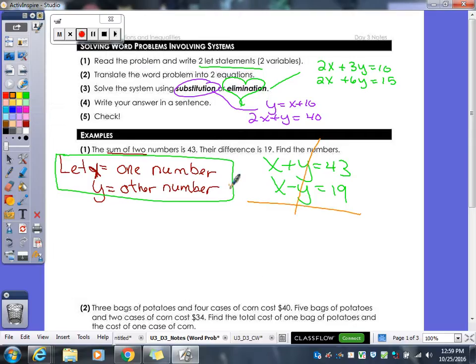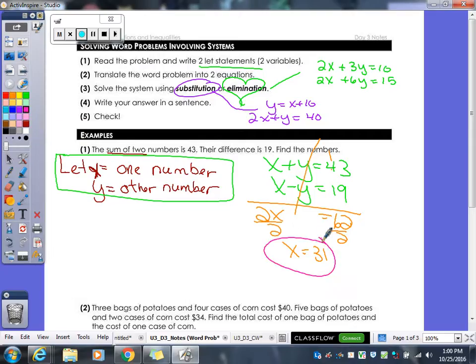On that bingo game last class, a lot of you struggled with this one because you looked at that x plus x. What's x plus x? 2x. Good. And then you add these together. 43 plus 19 is 62. Divide both sides by 2. X equals 31. We have to find the other number.